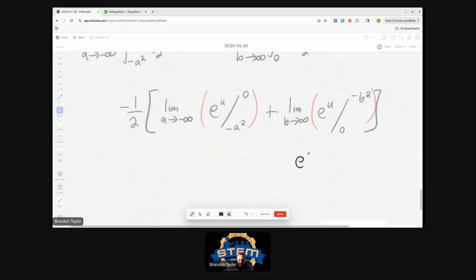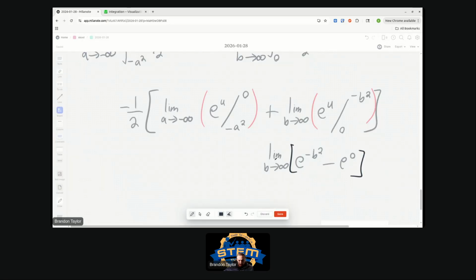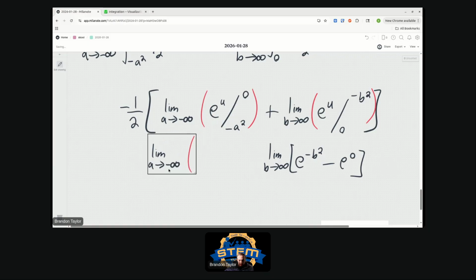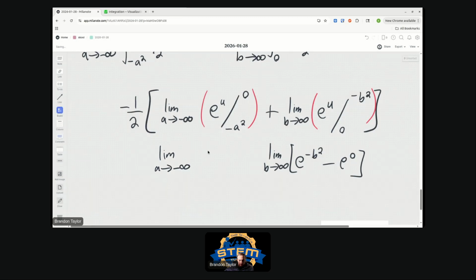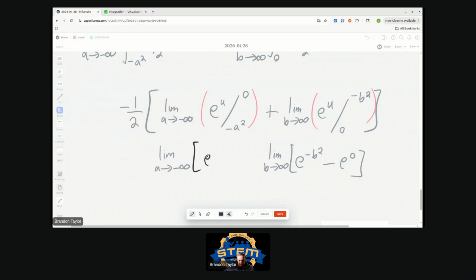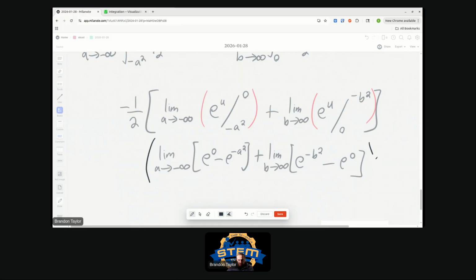What would happen here? We would get e to the negative b squared minus e to the 0, and then the limit as b goes to infinity of that, right? And then basically the same thing over here. So limit as a goes to negative infinity of basically the same thing: e to the 0 minus e to the negative a squared, plus that. And then we'll still have that negative 1/2. I just factored it out of both of them to make it a little easier on the outside.